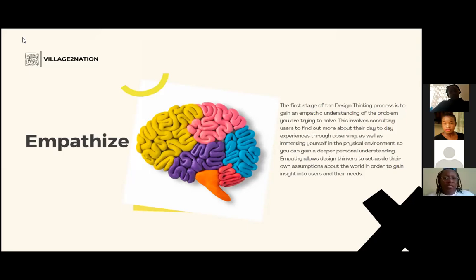So it requires for you to go and even at times live with these people, interact with them like Valentine did, speak to them about their needs, get to know what their real needs are. And that's what empathy is. So that's the first process of design thinking. So are you interacting with your users?